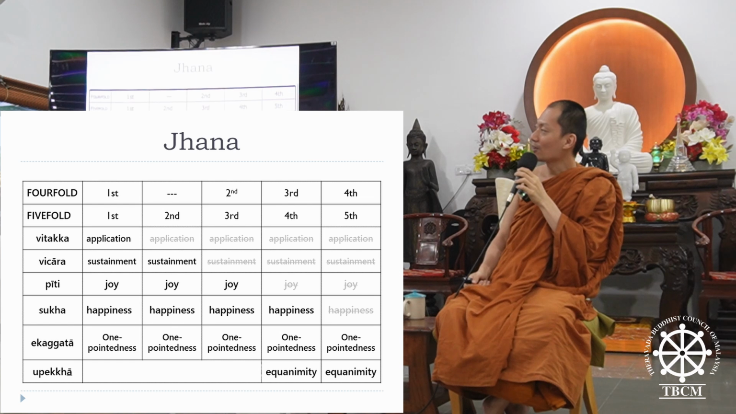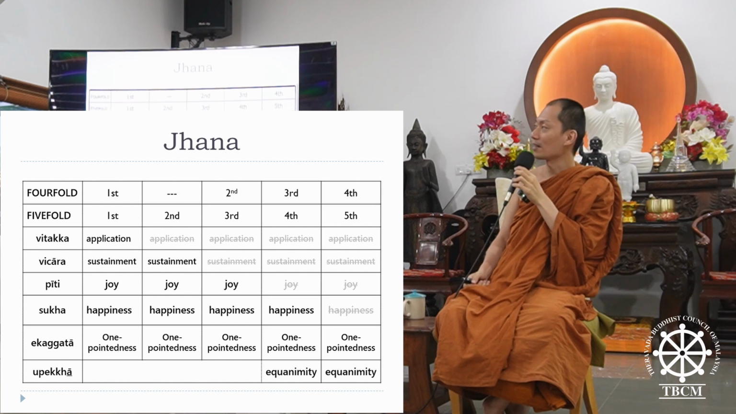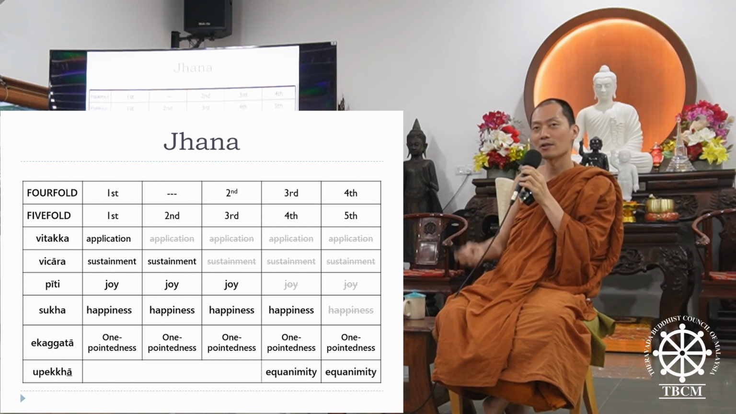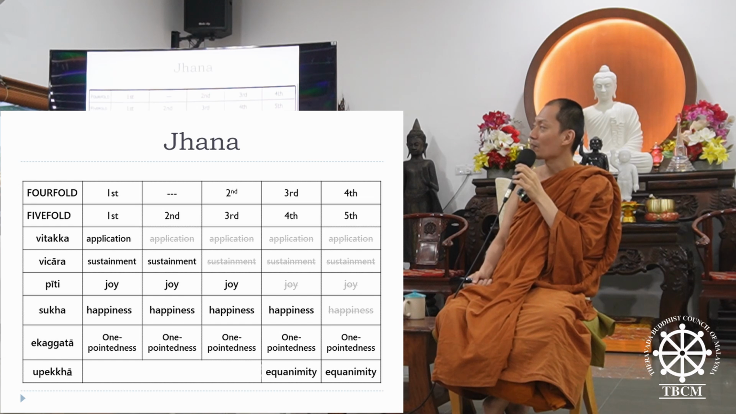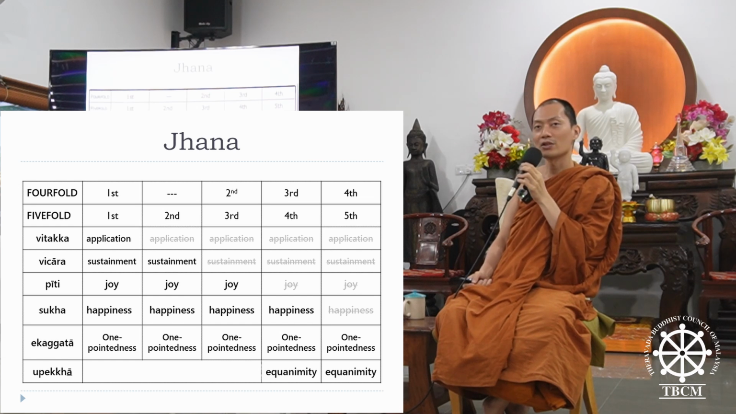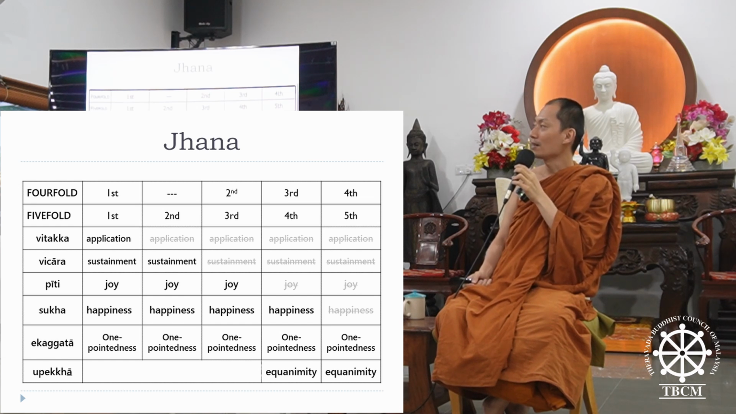So we look at the column on the left. These are the various, we call jhana factors. On the left, the Pali words: vitaka means application, that means initial application of thought. Vichara, sustained thinking application. Then you have piti, which is joy, sukha, happiness, ekagata, one-pointedness, and upeka, which is equanimity.